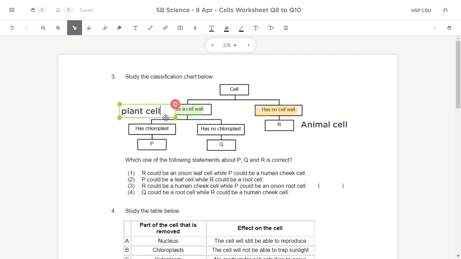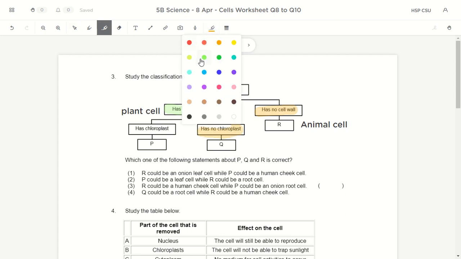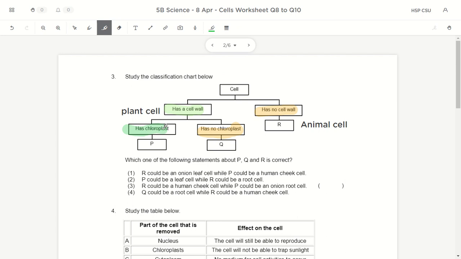And it gets subdivided again, chloroplast and without chloroplast. So without chloroplast and with chloroplast. So what's the difference here? So with chloroplast, we know that it must come from a leaf, might come from the leaf. And then over here, we know that it doesn't have chloroplast, but it's still a plant cell, so we know it's not a leaf, not a leaf cell.